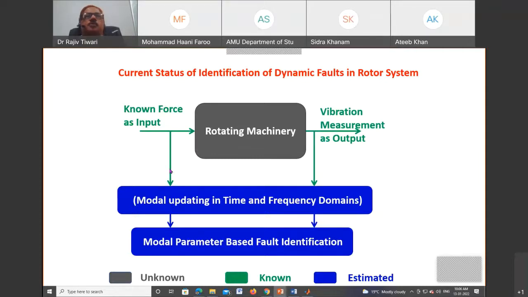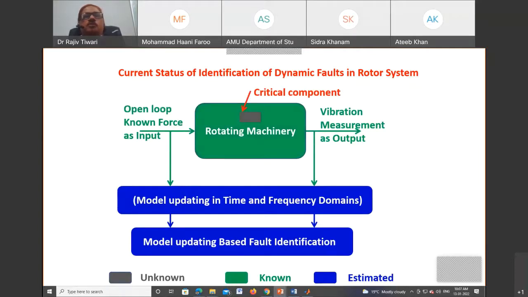The change in the system will reflect in these model parameters, and people try to have some correlation. If this pattern of change in the model parameters is there, then possibly this could be the reason for the fault in the rotating machinery. So here the input and output information is used to get the model parameters, and then that is used to get the condition of the machine. Here blue is representing that initially we don't know this thing, but we can estimate it based on the green information which we have.